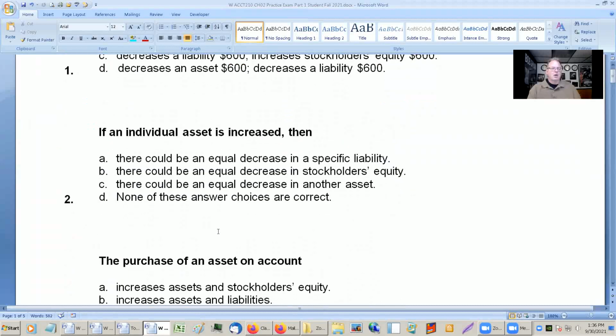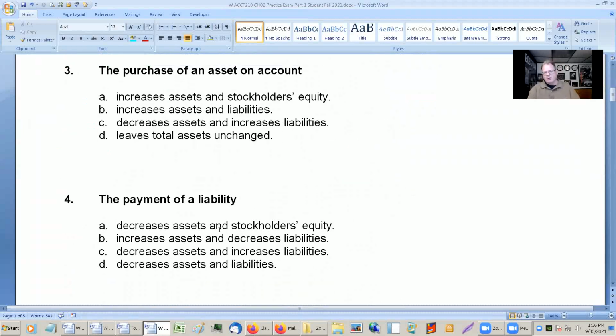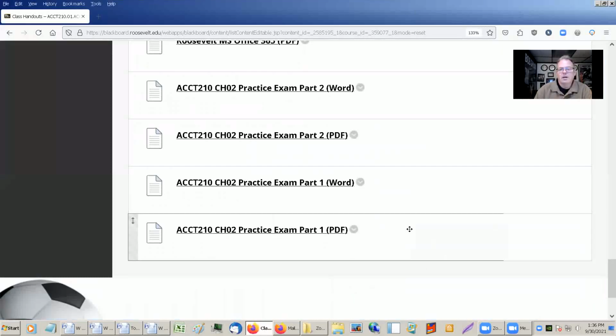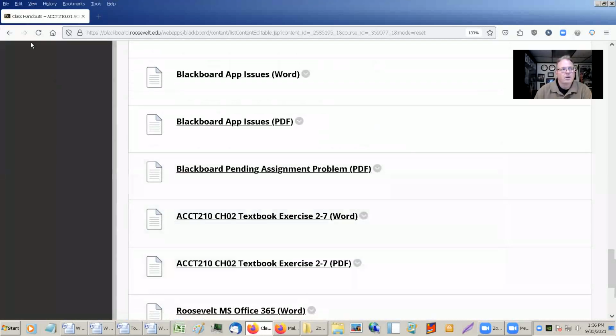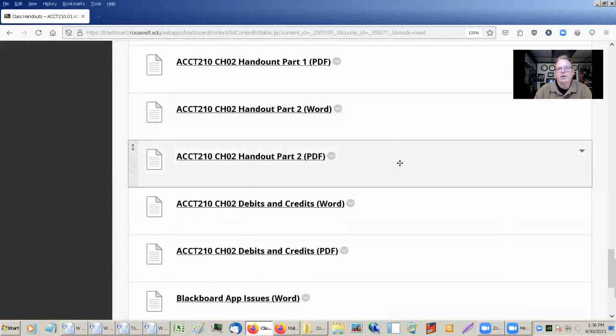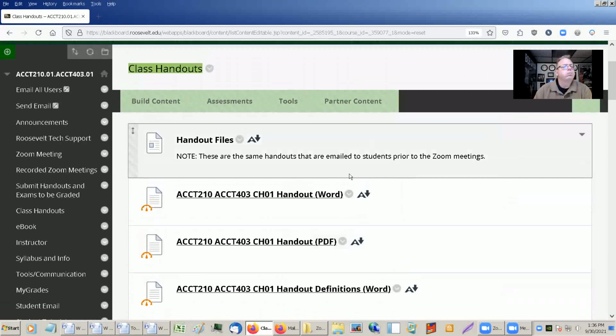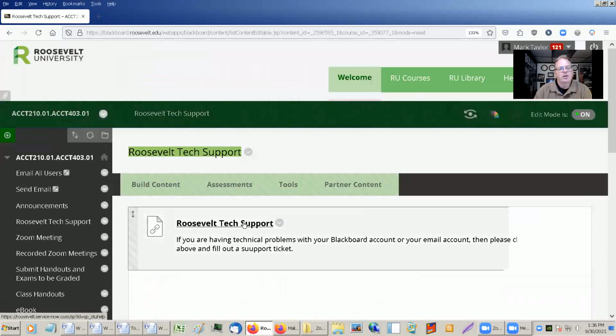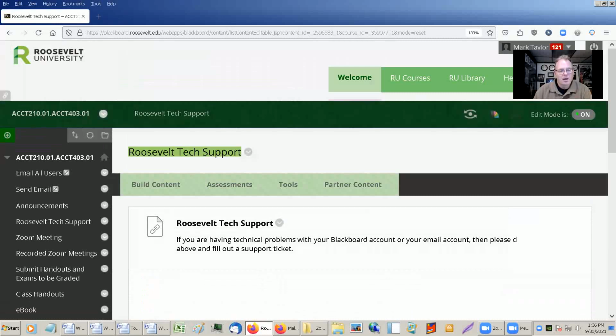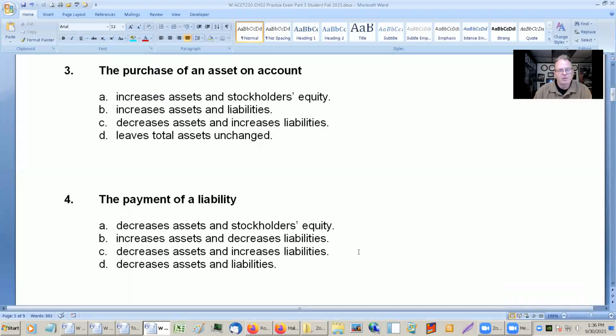Okay. By the way, if you do have a problem with your email, which is entirely believable, I had a real problem with my email. In Blackboard, if you go into Roosevelt Tech Support and click there and start a ticket, they can help you with it.